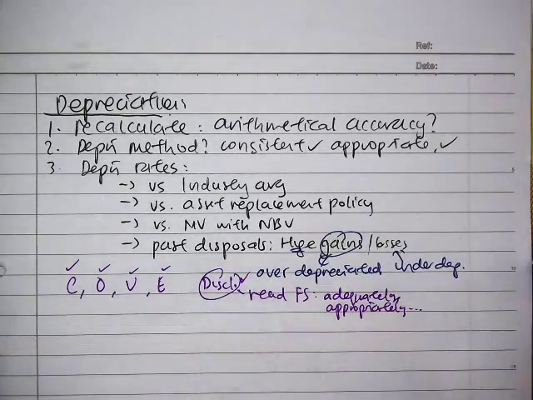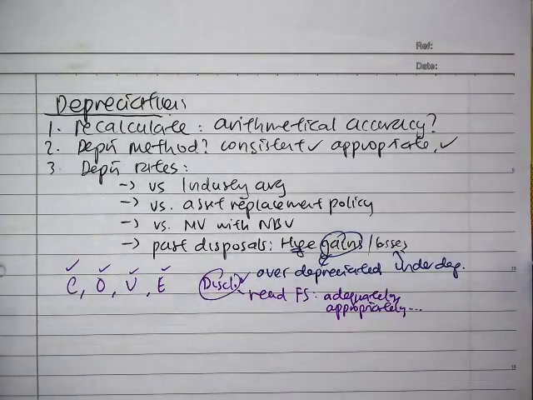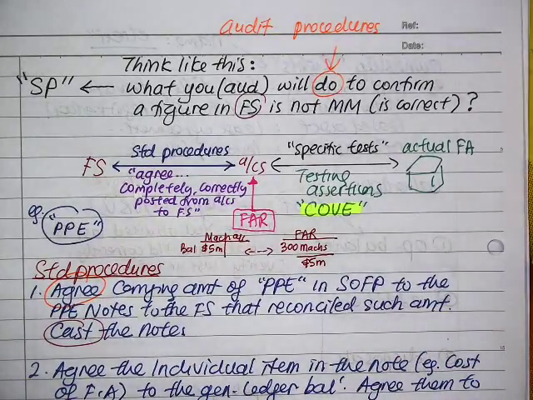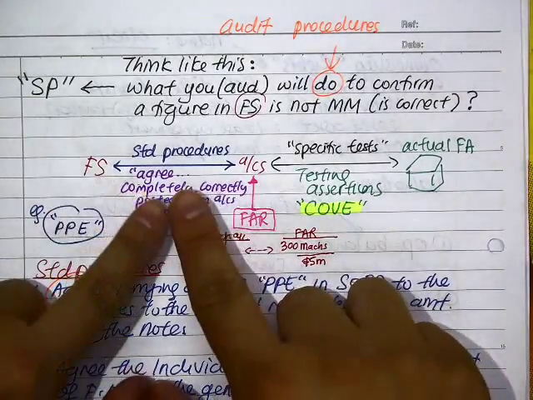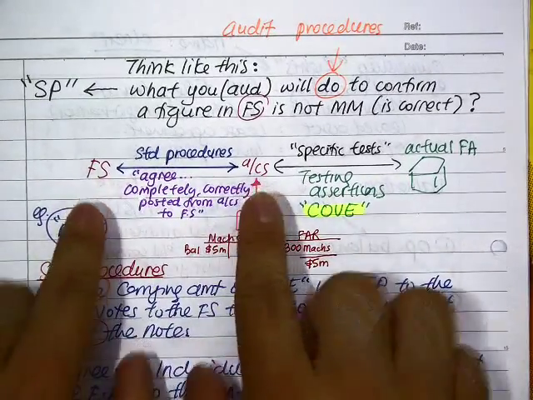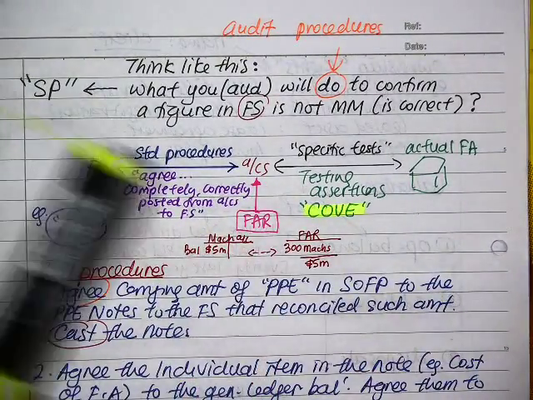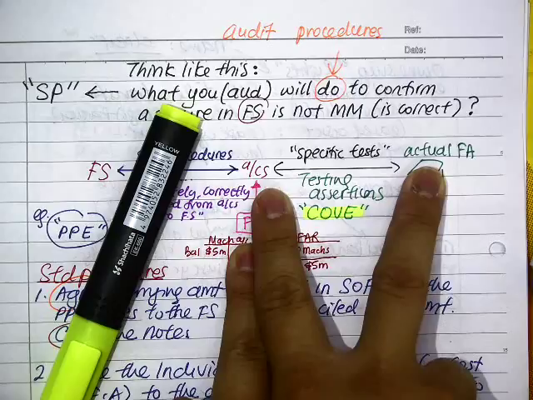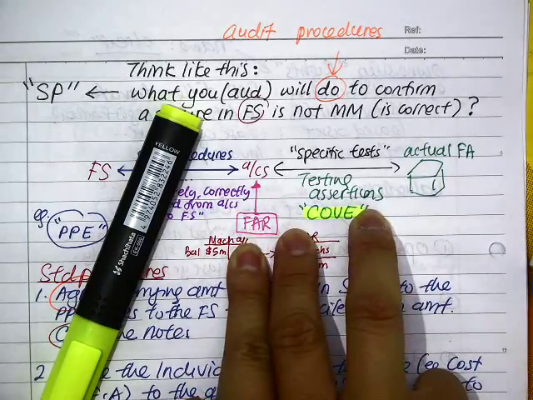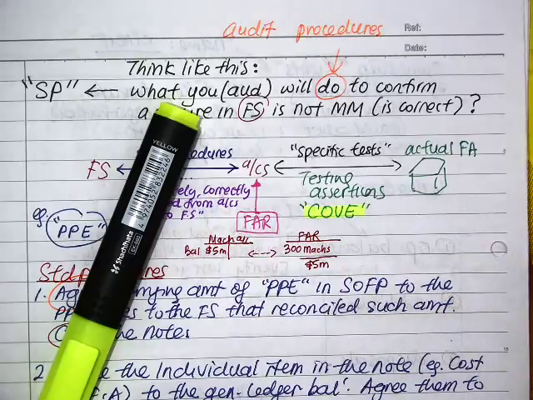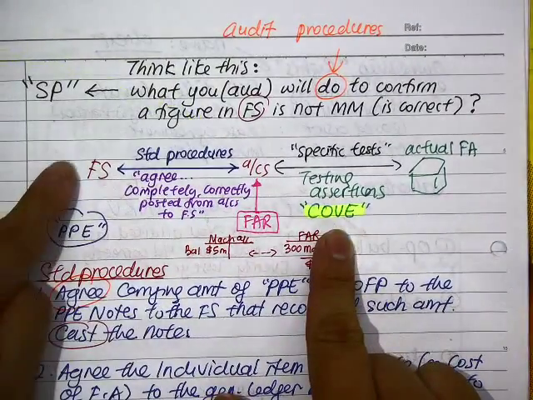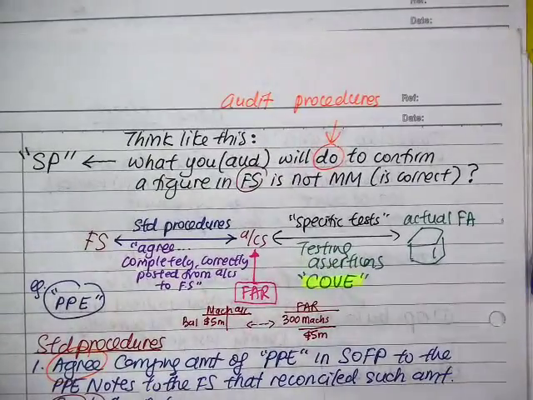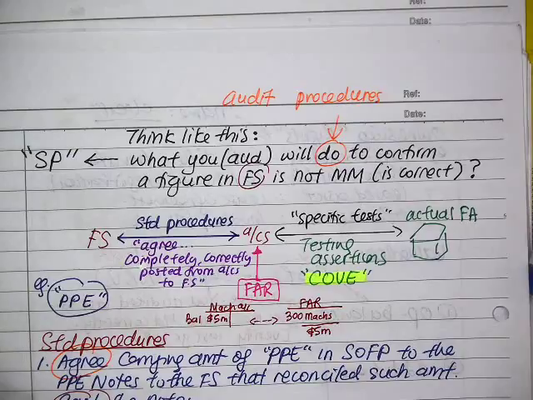Okay. Now, so with all these things covered, then look back into what we said. We started to agree here and here to make sure that these 2 figures are the same. And then what we did is we did all the tests to make sure that these 2 are proven for all the assertions. So if all assertions are there, then everything should be correct, right? Then the figure you have in the financial statement is not materially misstated. So that's the idea. Okay. So this is called substantive procedure.